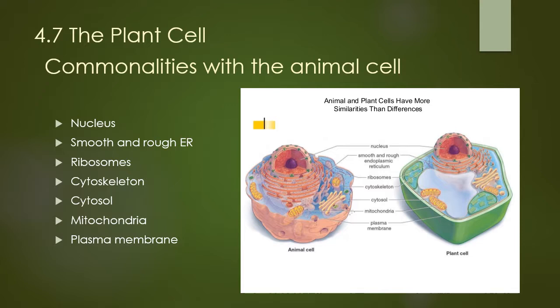of the nucleus to produce proteins. It still has smooth and rough ER and ribosomes to help aid in the production of proteins. There's a cytoskeleton that helps give the cells support and transport materials through the cell. The cytosol, or that liquid that's contained within the cell, contains nutrients and moves things through the cell. There is the mitochondria that exist in both the plant and the animal cell for energy, and there is a plasma membrane within the plant and animal cell that can control what goes in and out of the cell.